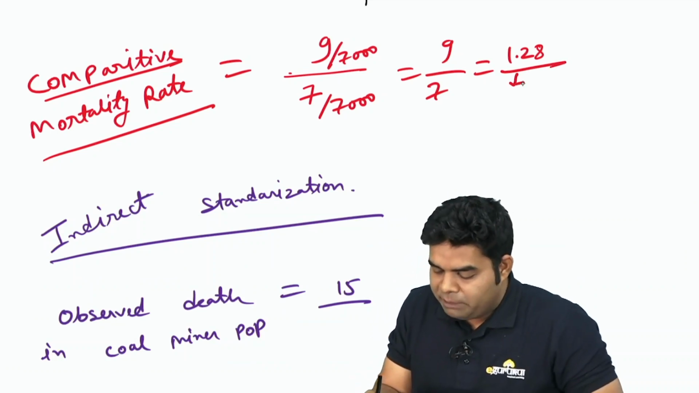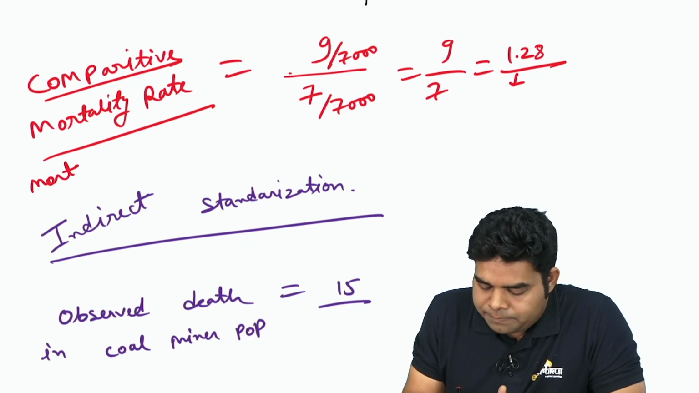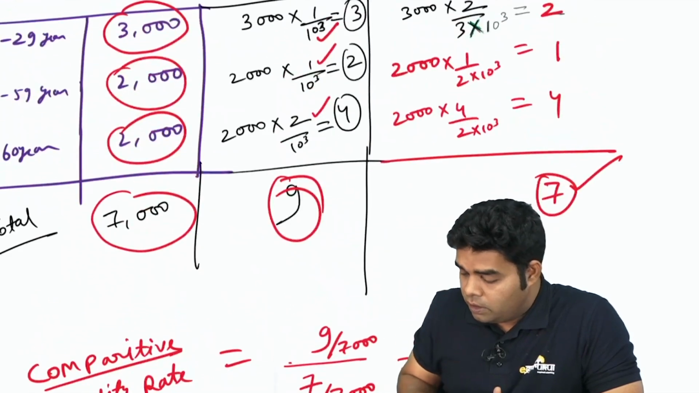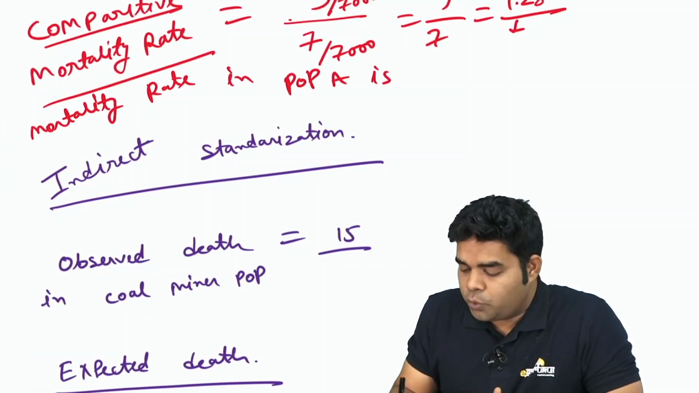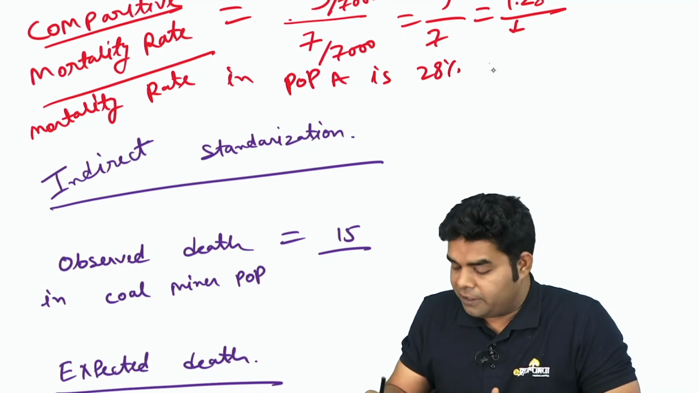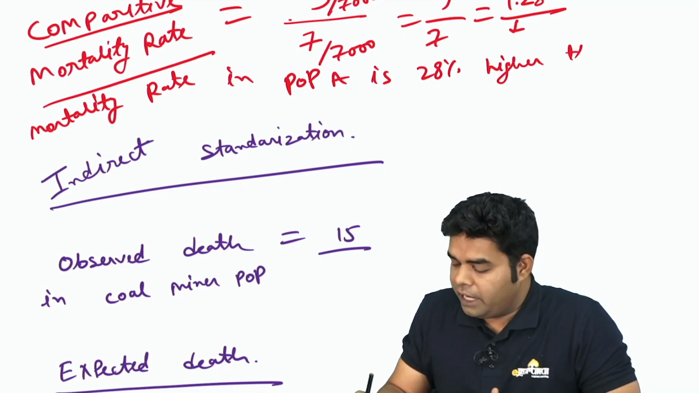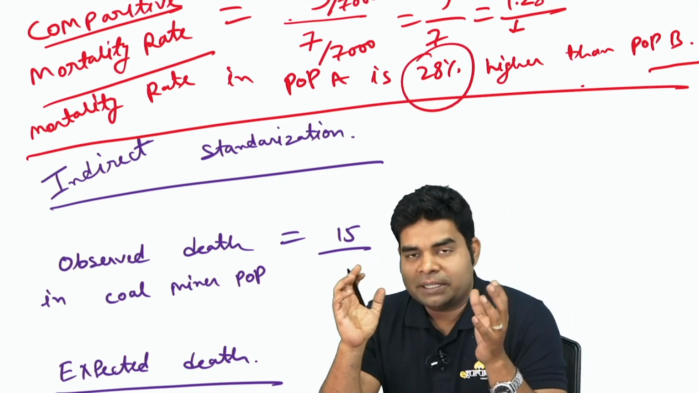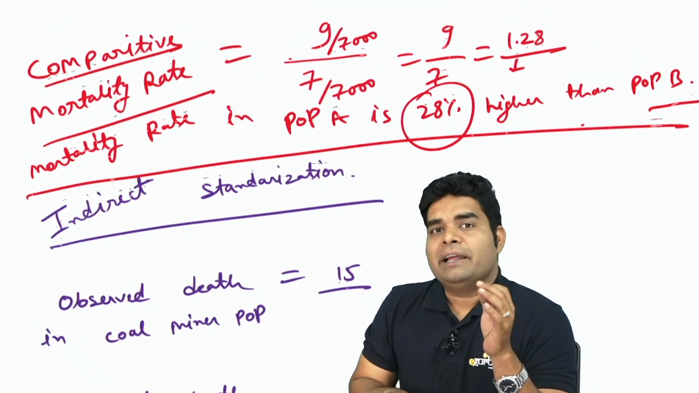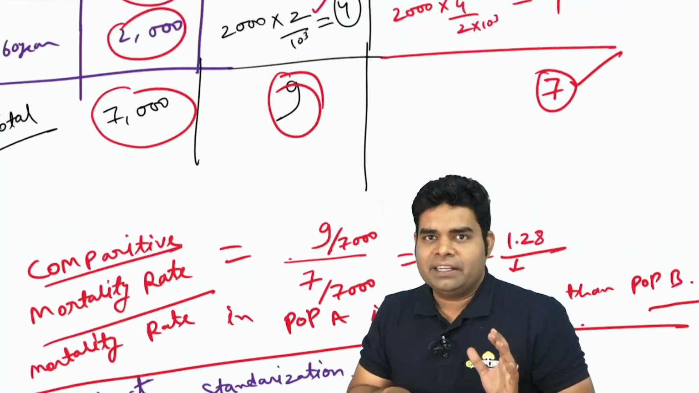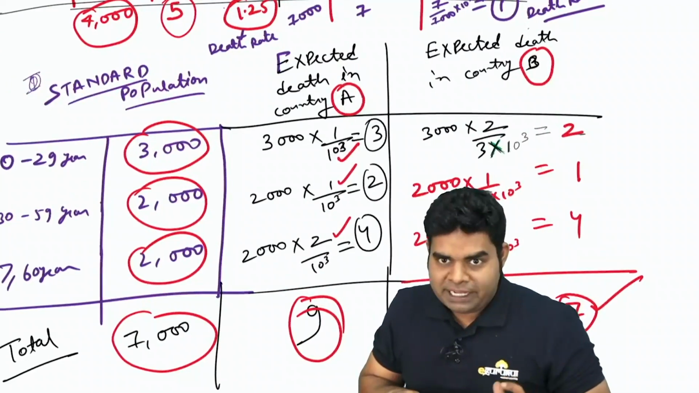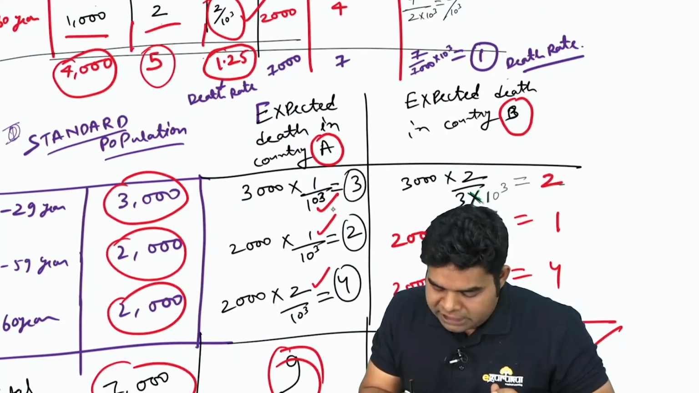So 1.28 simply means that the mortality rate in population A is 28% higher than population B. Okay. And how do we get this 28% higher picture? Simply by multiplying the age specific death rate of these two countries with the standard population. We just multiply to get the expected death. We multiply the age specific death rate.